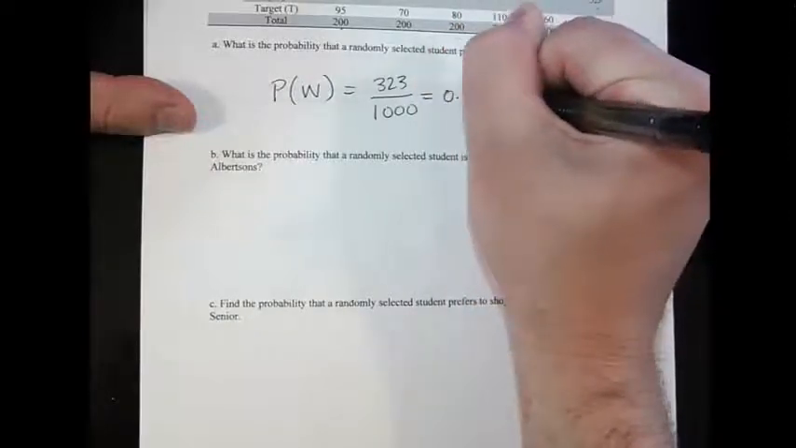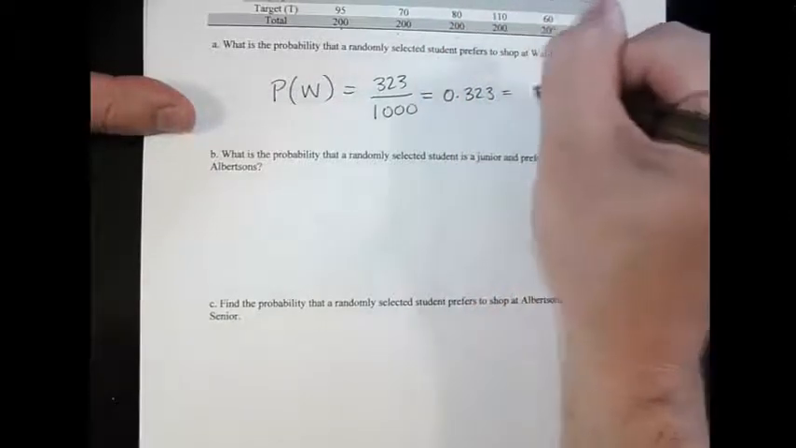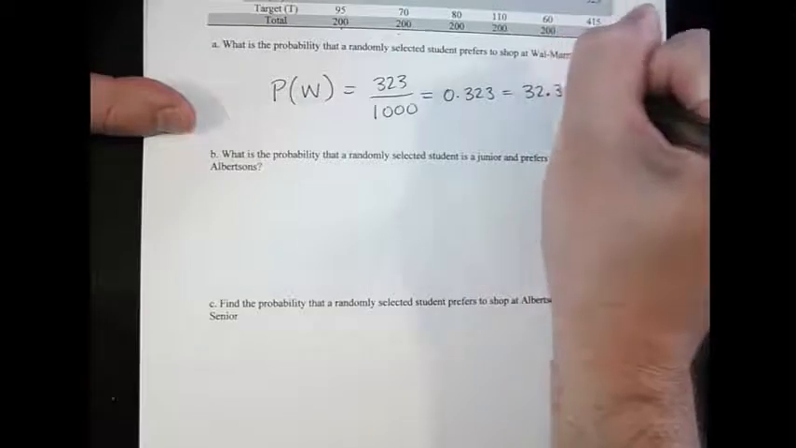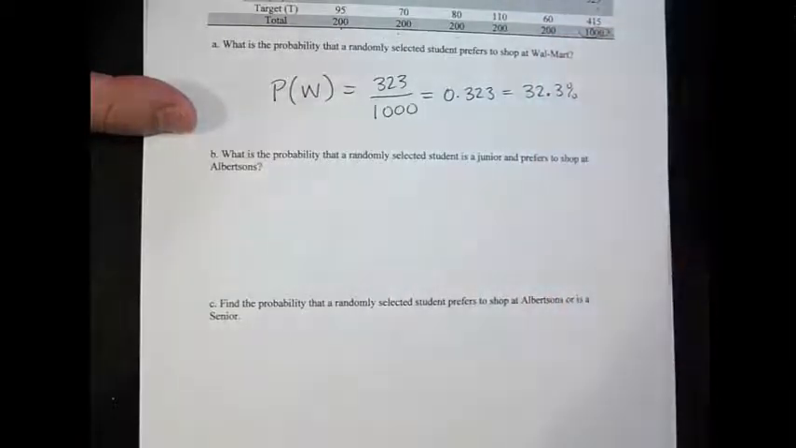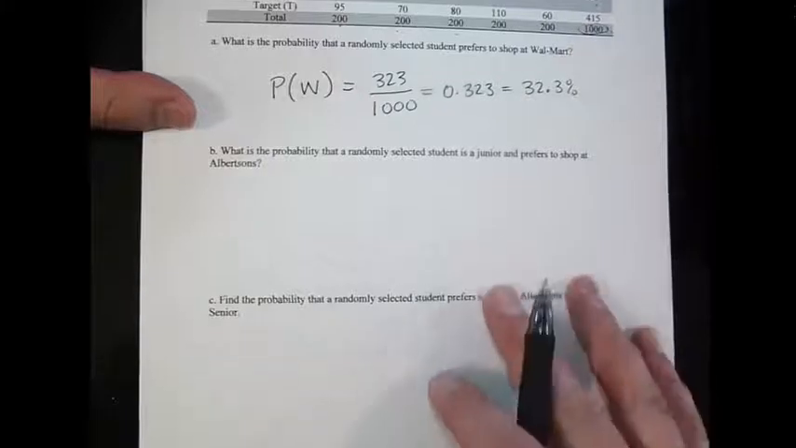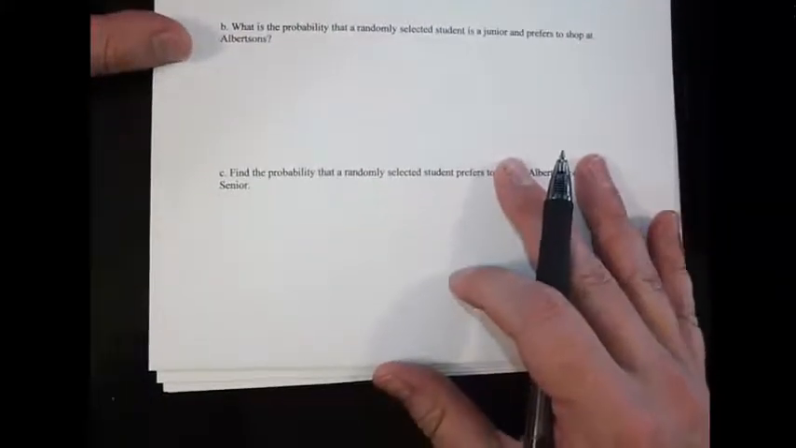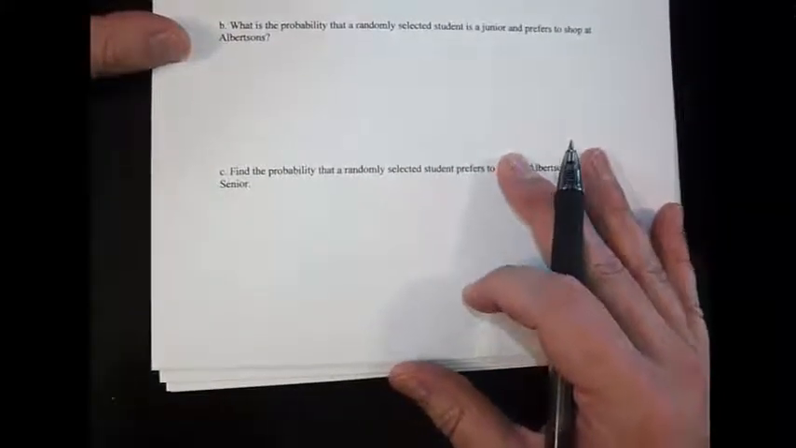Or again, you can turn it into its decimal, or you can write it as 32.3%. It does not matter. All of those are equivalent, whichever is easiest for you. I tend to even leave them in the unreduced fractions, just to save time.